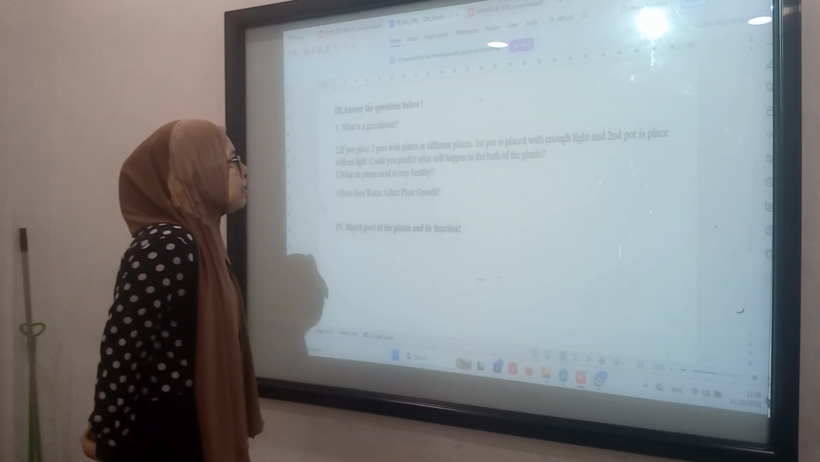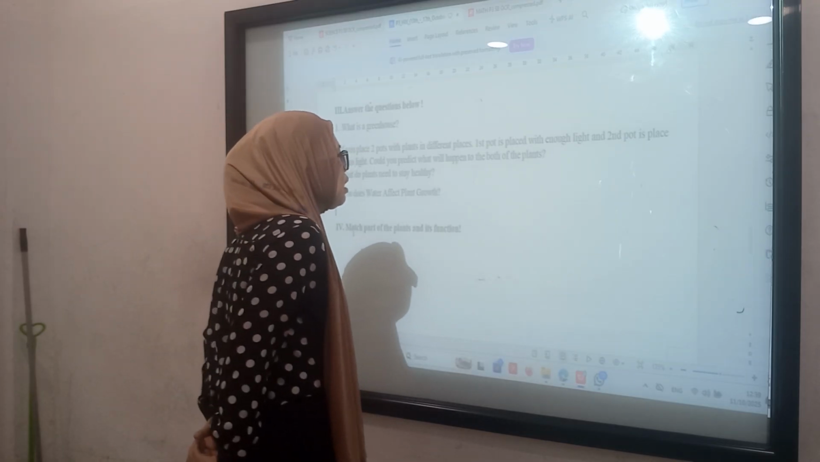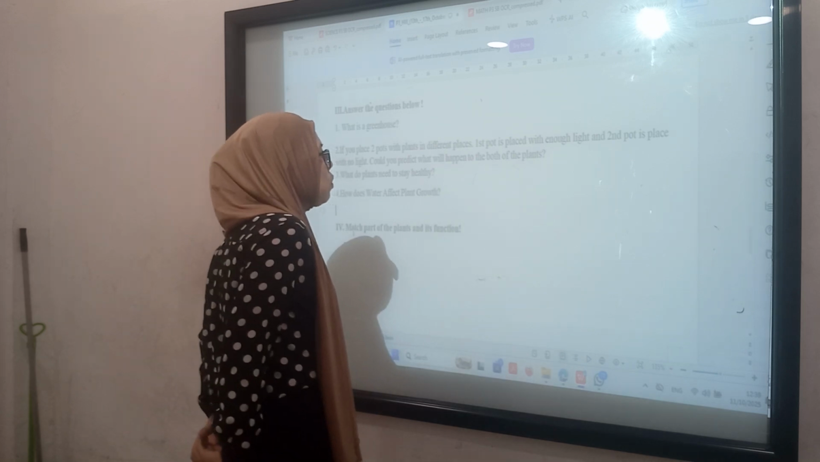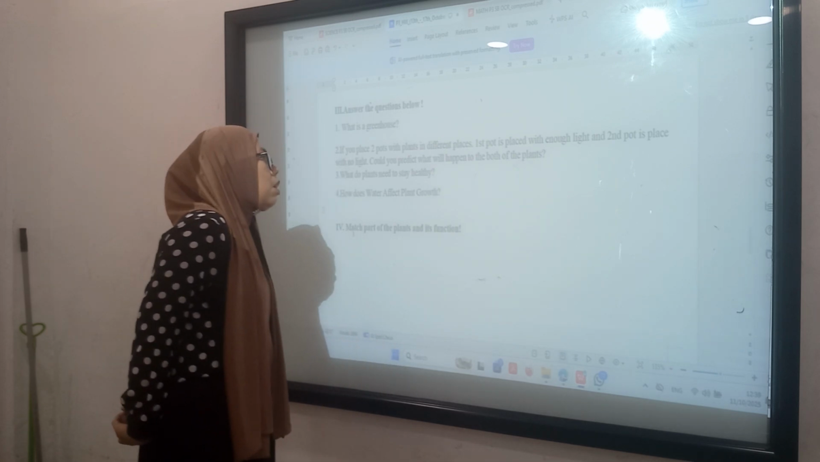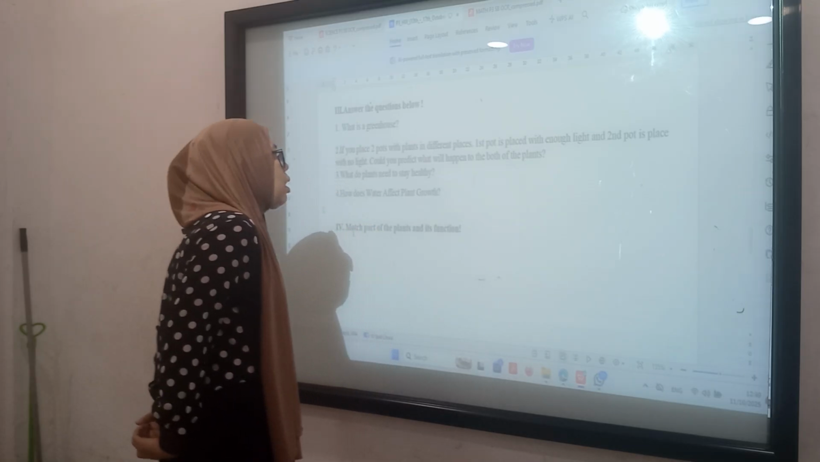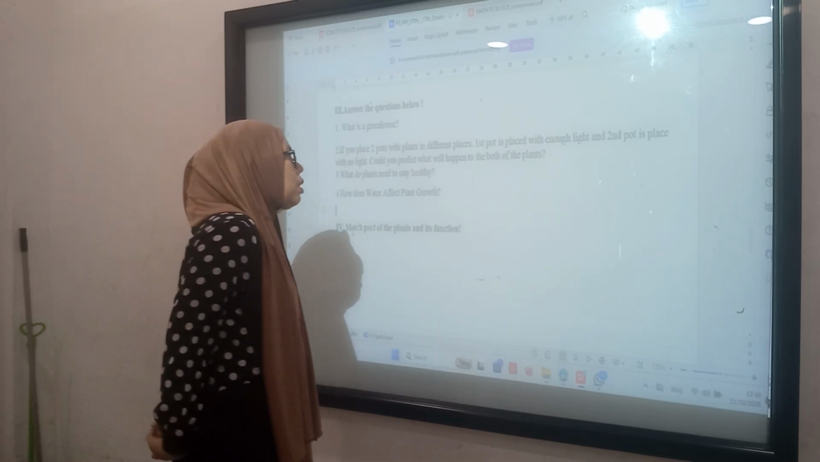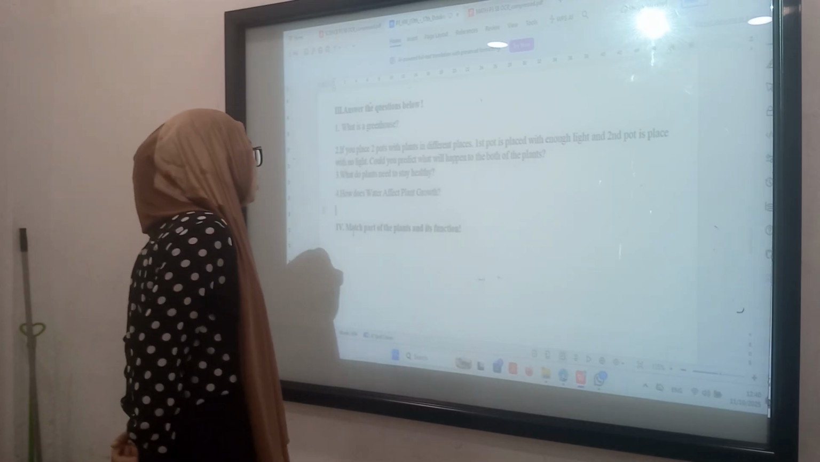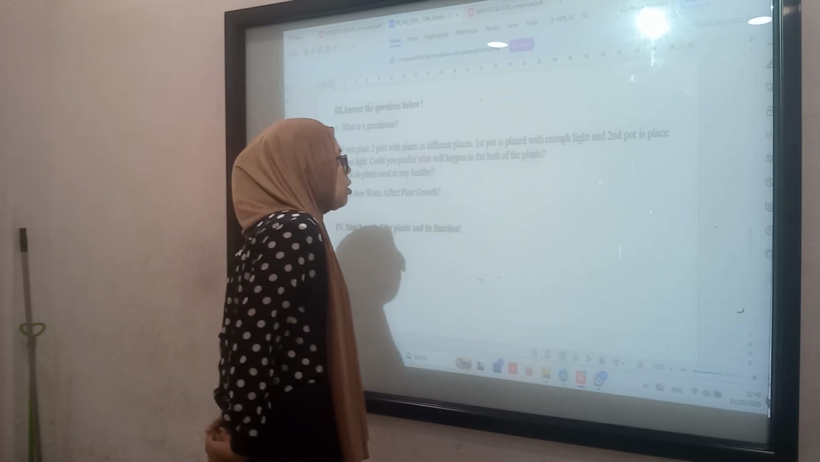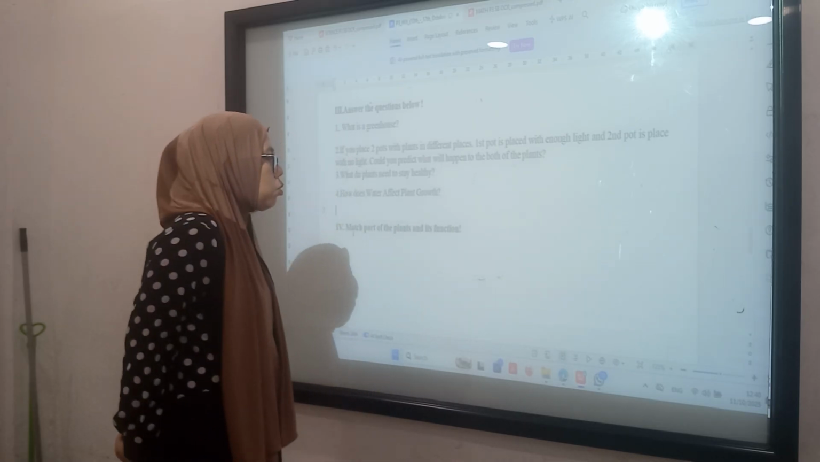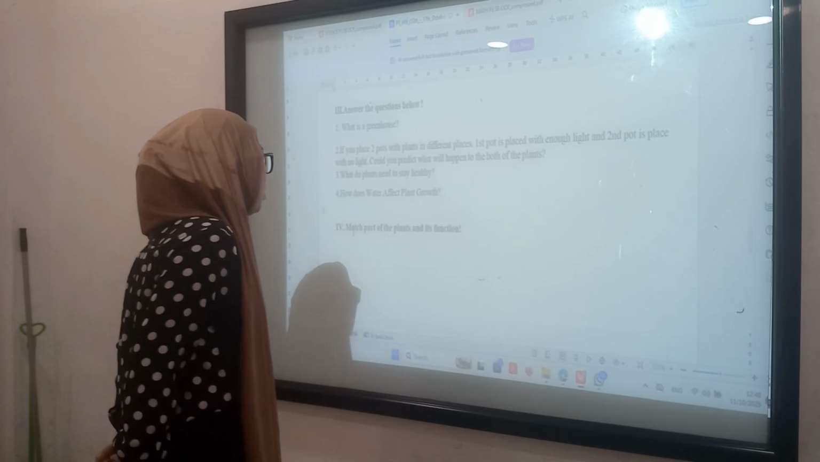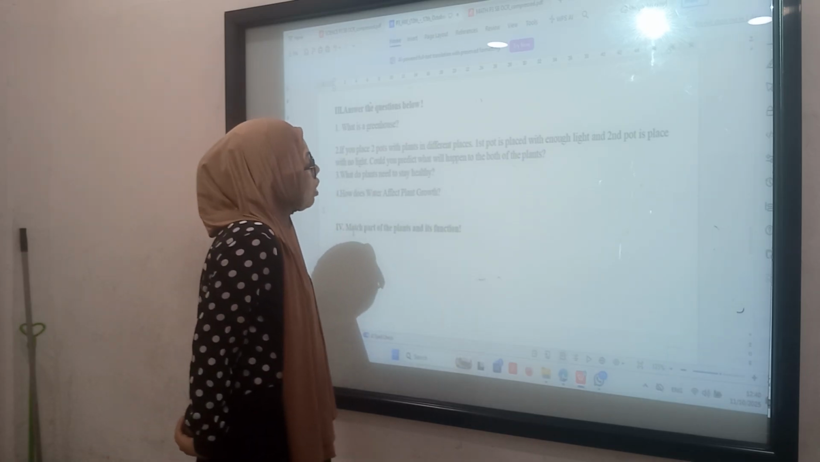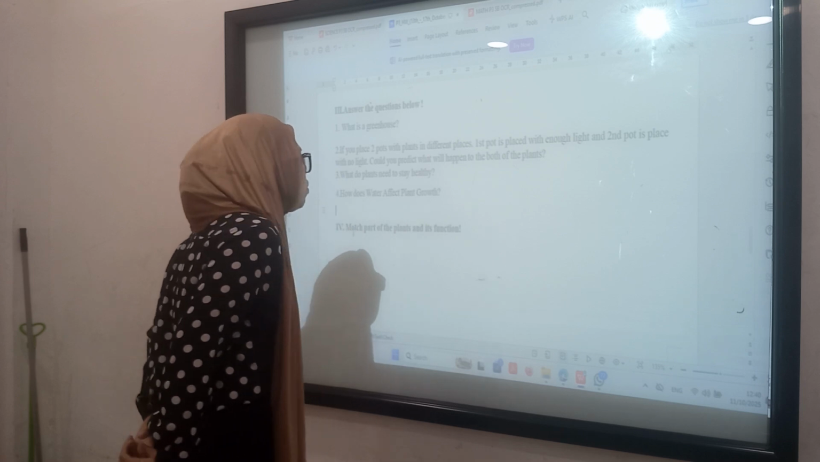Okay, for the first plant, when the plant gets enough light, it means that the plant can grow well. The leaves of the plant will be green, and the plant will also grow higher. But for the second plant, when we place it with less light or without light, we know that light is one of the components needed by the plants to make food. So if there is no light, the plant will not grow well. The leaves of the plant will turn yellow, and the plant will not grow higher.